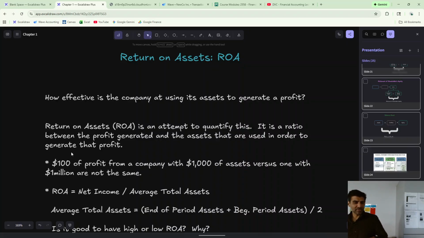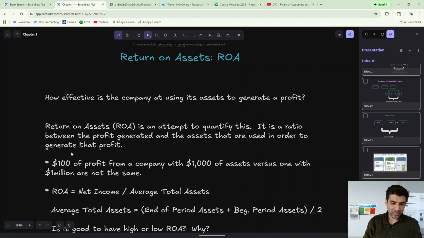Okay, so the formula is you just take your total assets at the end of the year and average it with the assets at the beginning of the year. So that's giving you some sense of what assets were employed during the year. It's again an approximation. And you're taking the net income and dividing by that.